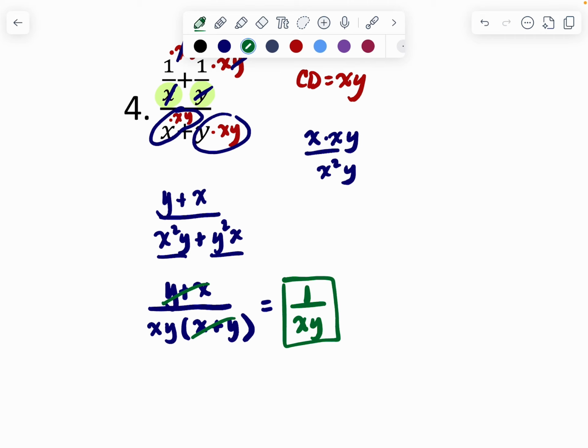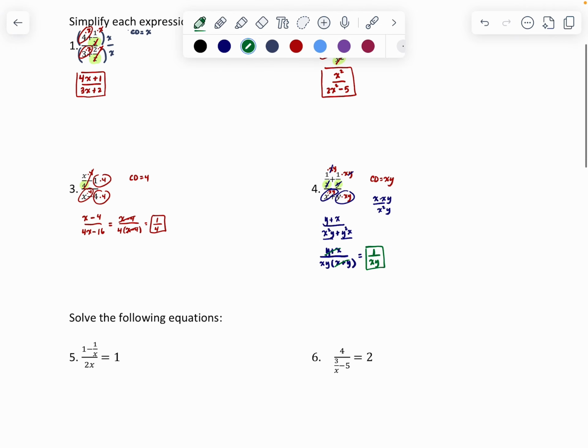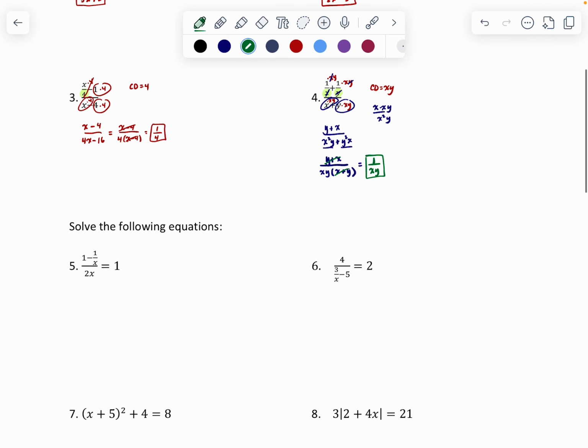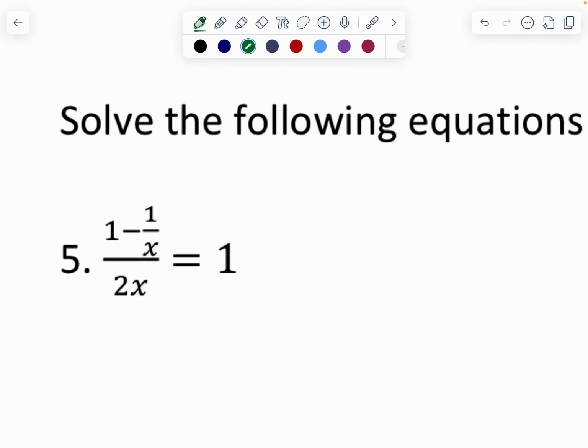All right, so that's just a simplification. Know how to do a simple simplify like this tomorrow for your quiz. Okay, now how do you apply that to solving equations? And I believe we did this one in class together.